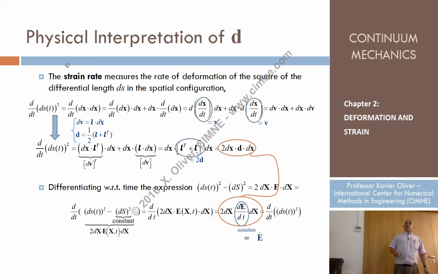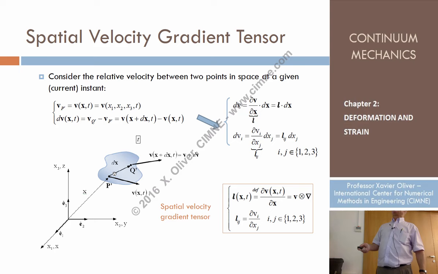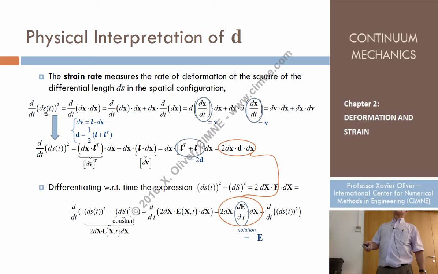So for instance, why the name rate of strain tensor for D? Well, I can do some operations. I just consider a differential of S, the length of this at time t, and then I look at differential of S squared and differentiate. Differential of S squared is differential of x times differential of x. I differentiate: the derivative of the first times the second plus the first times the derivative of the second. I just exchange derivatives, moving the derivative with respect to time inside, so that's the differential of the derivative in time. This is the velocity, so finally I obtain this expression, just a mathematical operation.